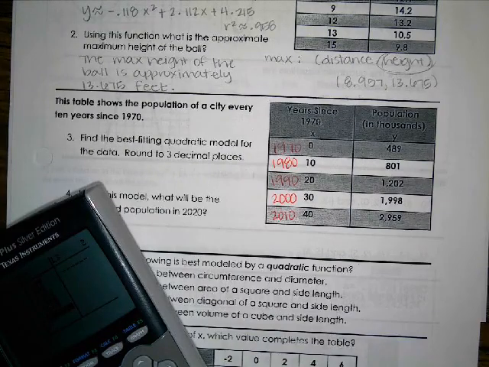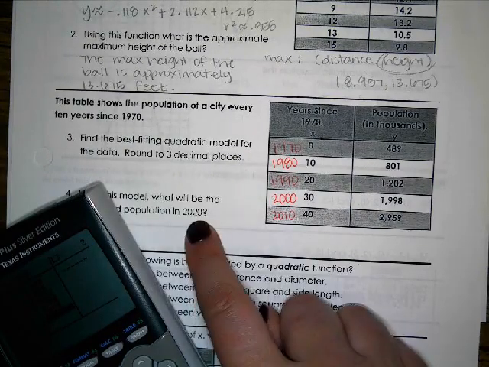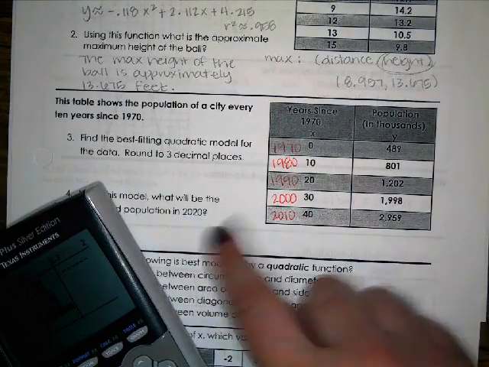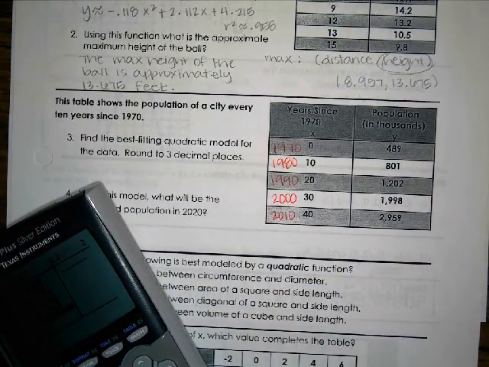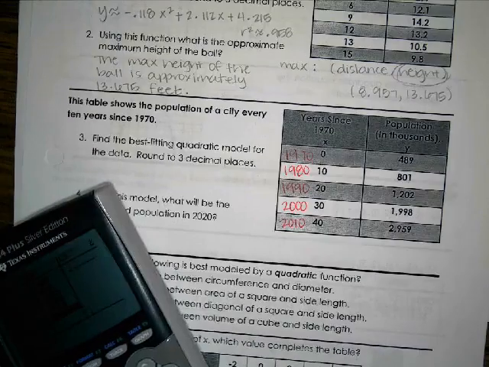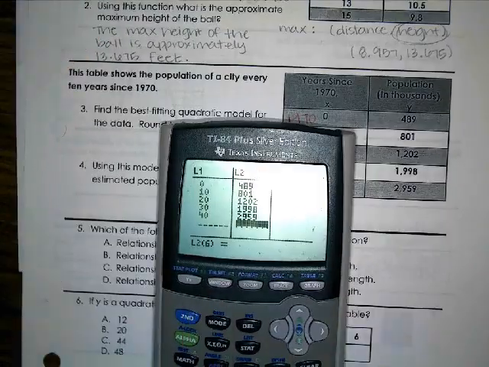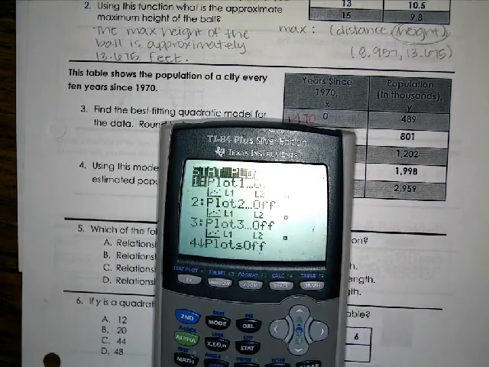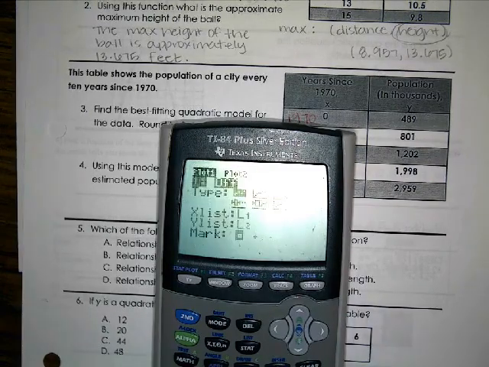Okay, we plugged in our lists. How do we make it so we can see the points? Second y equals, press enter, turn it on. How do we make it so we can see the points because the window's big enough? Hit the zoom, which number? Number 9. All right, there's our points.